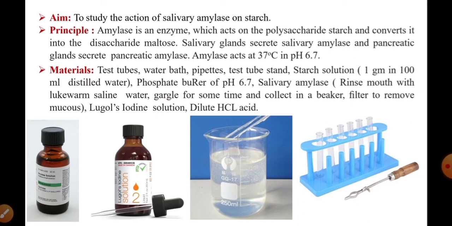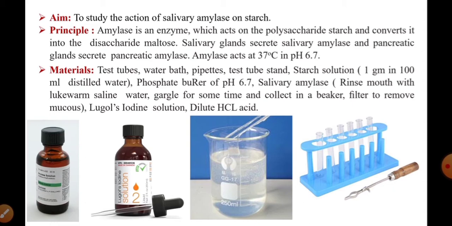Amylase, as we know, is an enzyme, and this enzyme acts on polysaccharide starch. That means it will convert the polysaccharide starch into a disaccharide maltose. And for this enzyme to show its activity, it requires an optimum temperature of 37 degrees Celsius and an optimum pH of 6.7.